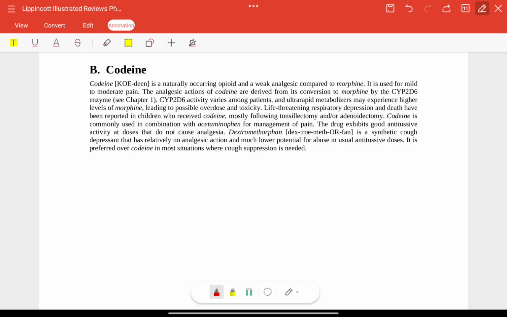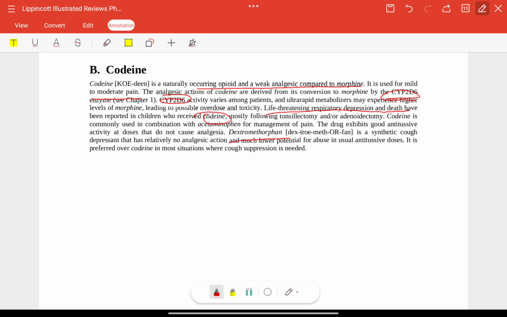Now codeine. Codeine is a naturally occurring opioid and a weak analgesic compared to morphine. So it is used for mild to moderate pain. And it is converted to morphine by CYP2D6. CYP2D6 activity varies among patients. Life-threatening respiratory depression and death have been reported in children who receive codeine.